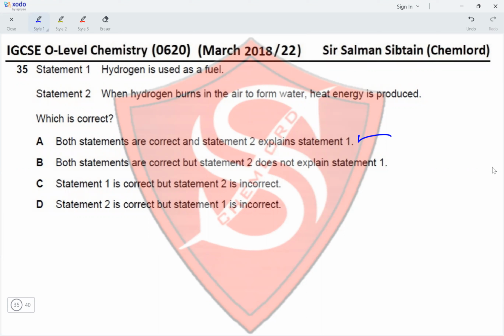Next, both statements are correct, but statement 2 does not explain statement 1. So it does explain statement 1. Statement 1 is correct, but statement 2 is incorrect. Both are correct. Statement 2 is correct, but statement 1 is incorrect. Both are correct. Therefore, option A is the correct option for this question.